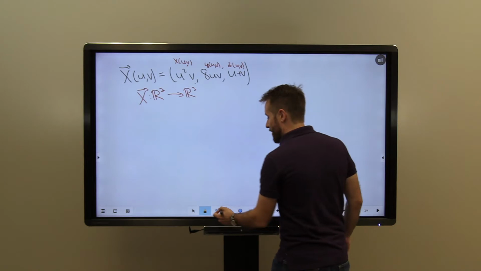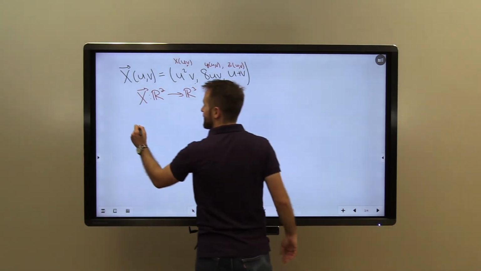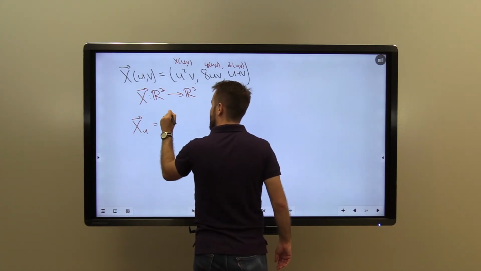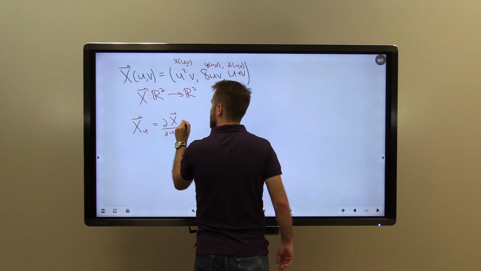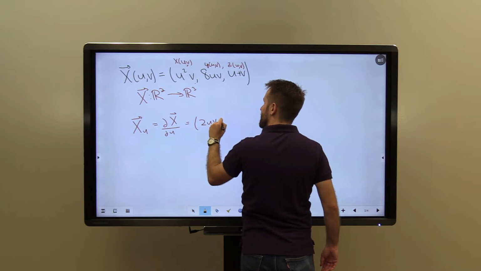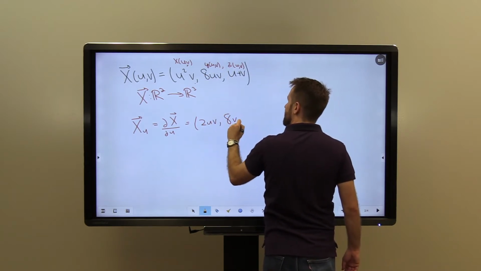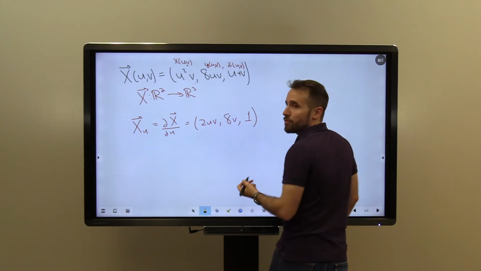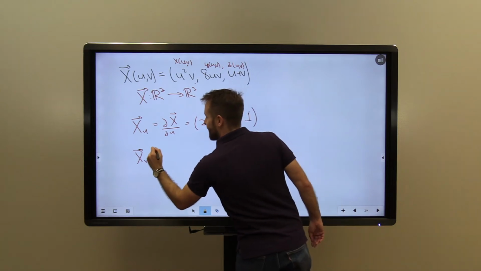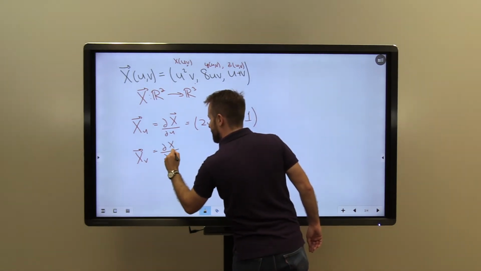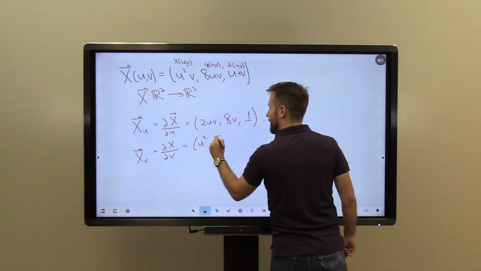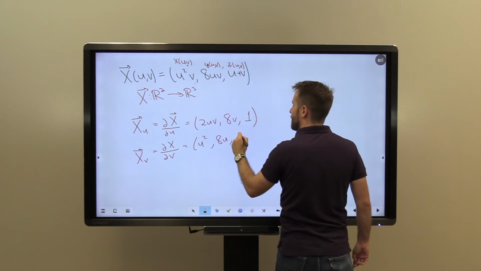Now, in order to take these derivatives, we would take the derivatives of each component in turn. So if I wanted to take the u derivative of x, I would get x sub u, or equivalently, partial x, partial u. And then I would take the u derivative of this, so that's 2uv, the u derivative of this, so that's 8v, and then the u derivative of this is just 1. And then similarly, the v derivative, aka partial x partial v, will be just u squared times 1, 8u times 1, and then 1.